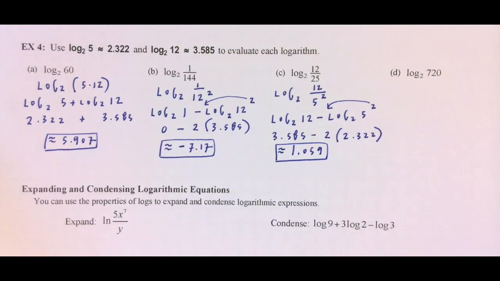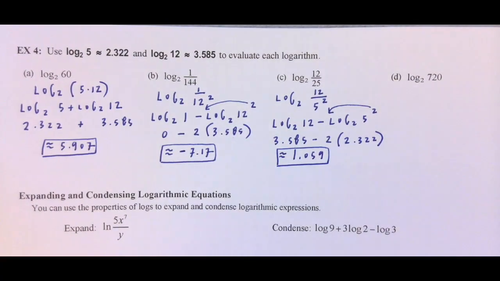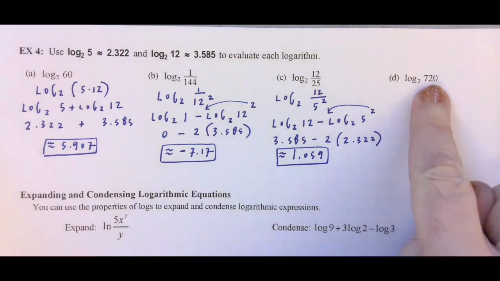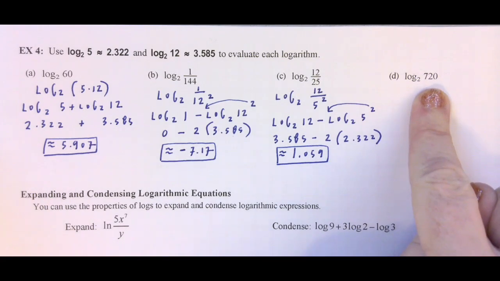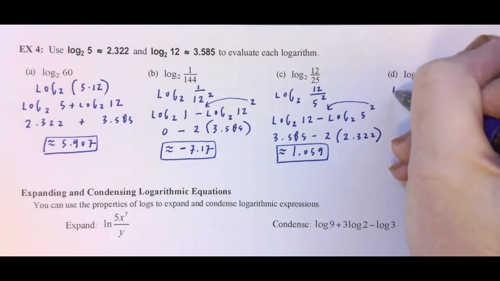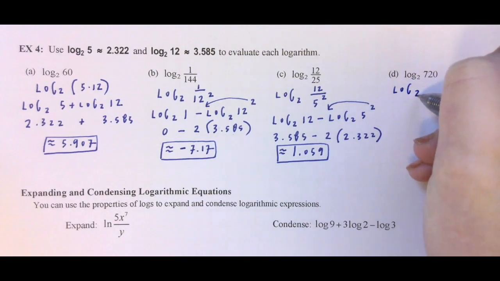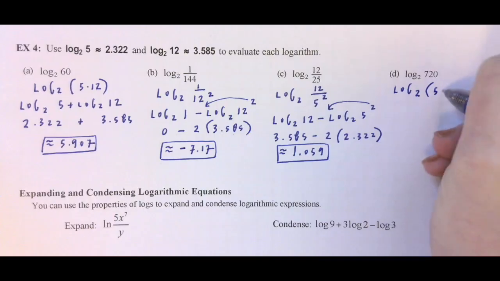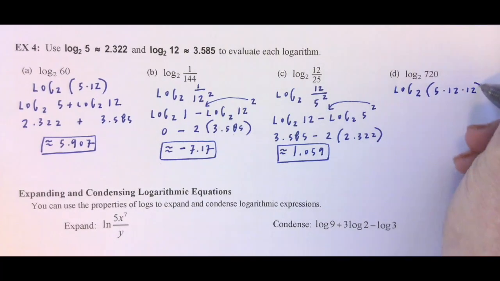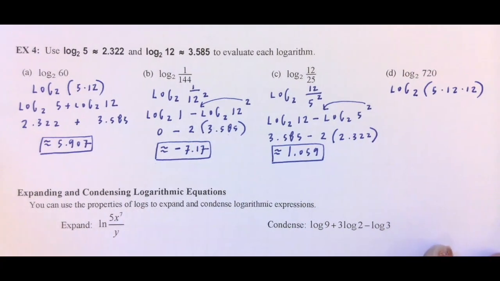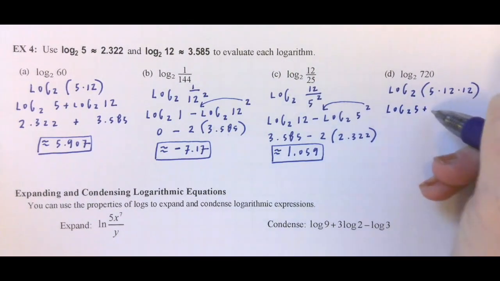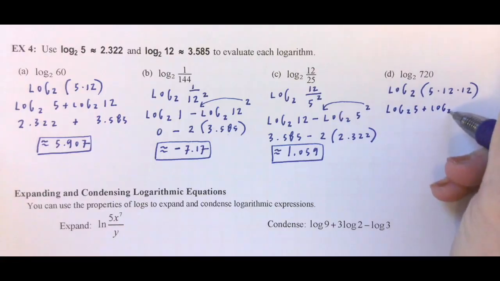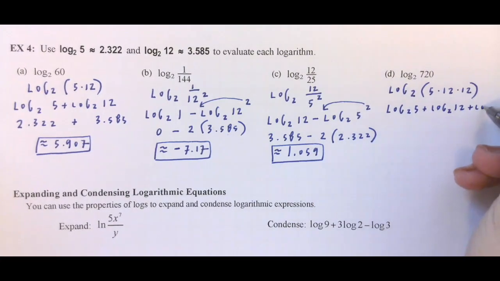Okay, and then lastly, log base 2 of 720. So staring at that 720, let's see, that's 5 times 144. 144 is 12 times 12. So maybe I think of it as log base 2 of 5 times 12 times 12. So I'm going to use the product property here and then look at it as log base 2 of 5 plus log base 2 of 12 twice.